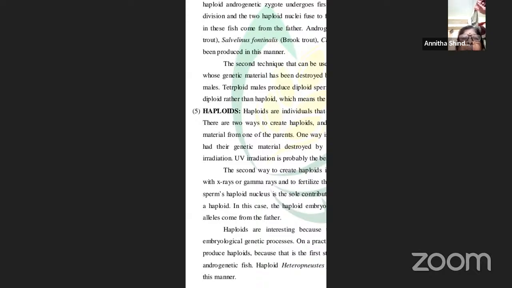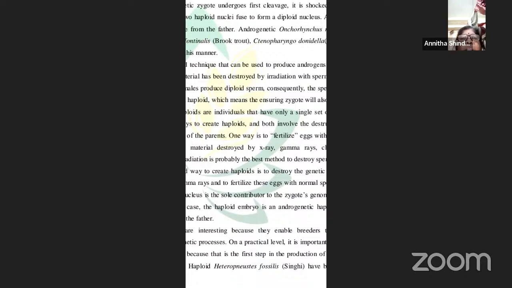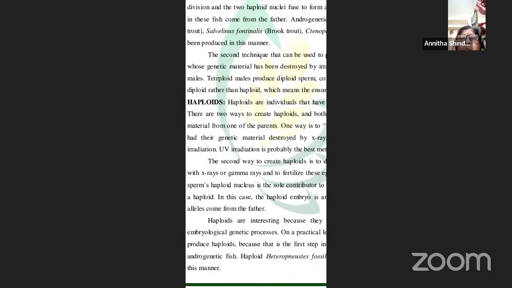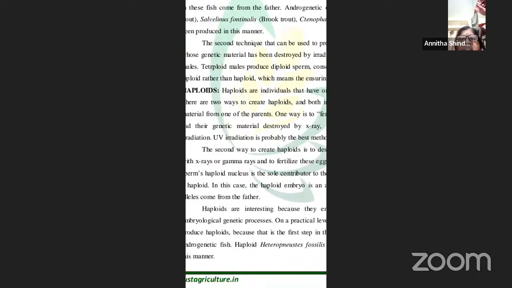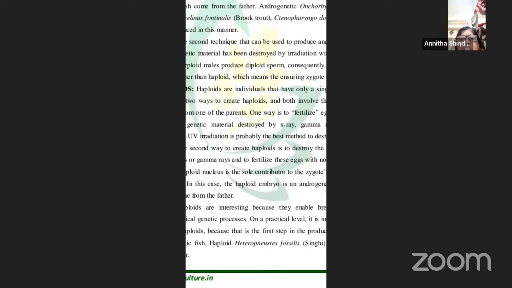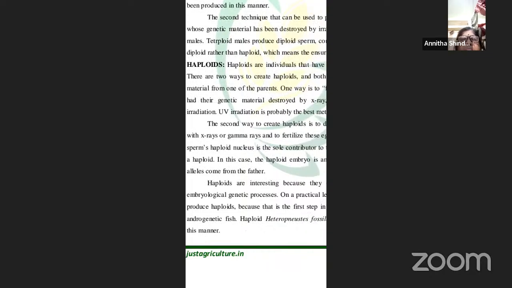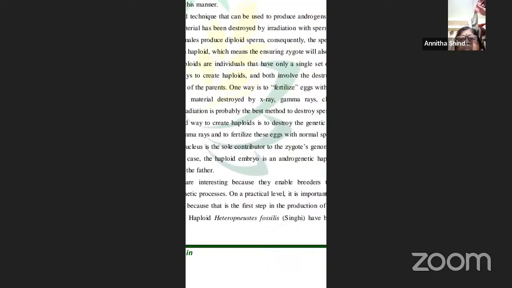Production of haploid. Haploids are what? Individuals that have only a single set of chromosomes. So there are two ways to create the haploid, and both involve the destruction of genetic material from one of the parents. One way is to fertilize eggs with sperm that have had their genetic material destroyed by X-ray, gamma rays, chemicals, or UV irradiation, which is probably the best method to destroy. The second way to create haploids is to destroy the genetic material in eggs. Now this is very, very simple.